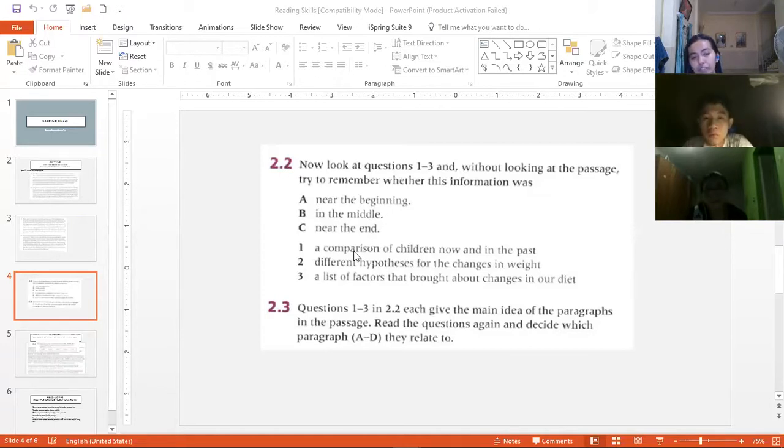So what paragraph discussed a comparison of children now and in the past? Near the beginning. Okay, May, what's your answer? The first one. Number 1, yes, Owen. First main idea, where can you find that main idea in the paragraph? I think near the end. Near the end, okay, let's go back and look.